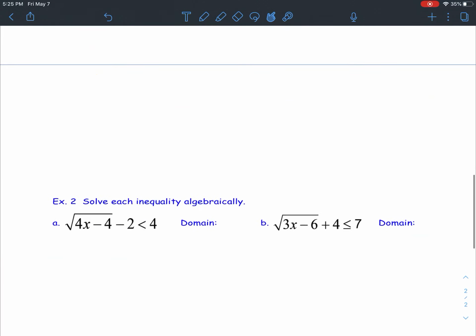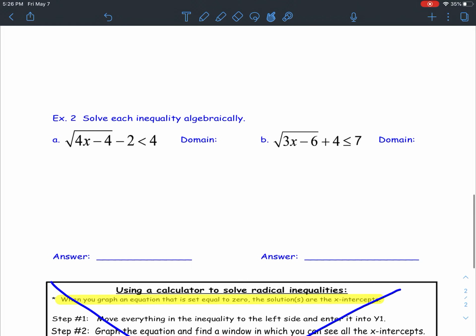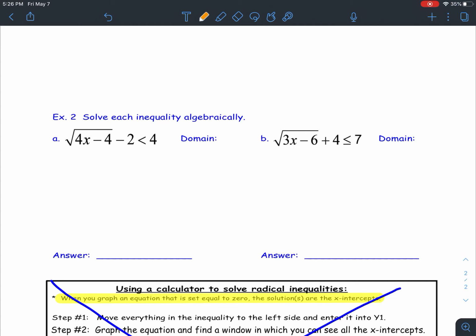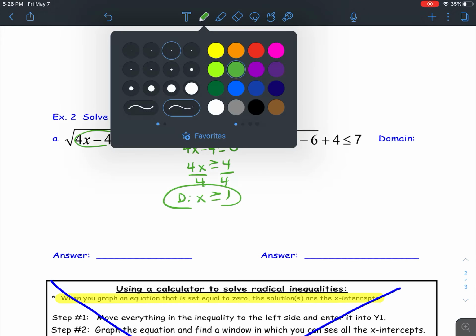Okay, let's go ahead and try another one here on the back. We're going to take a look at this one here at the left, number 2. Okay, same thing. We're going to start with our domain restriction. 4x minus 4 is greater than or equal to 0. Move that 4 over. Divide by 4. Domain restriction, x has to be greater than or equal to 1.